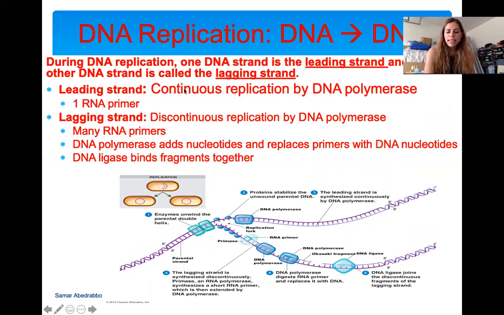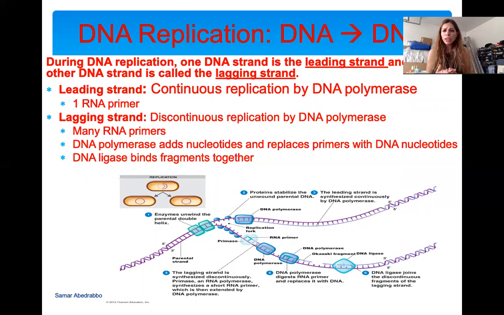So during DNA replication, when you have both strands like this, one strand will serve as the leading strand, which will be copied continuously, and one is the lagging strand. The leading strand only needs one RNA primer because it already has the 3' end out. The lagging strand has discontinuous replication because it has the 5' end out, and you can only add nucleotides at the 3' end. So we have to keep adding RNA primers. So the lagging strand grows much slower than the leading strand.